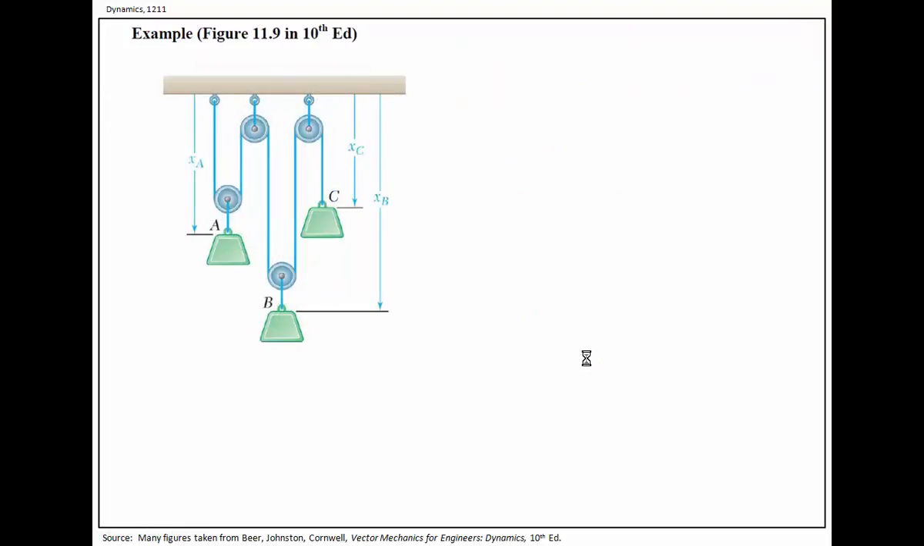Now let's do another example, but this time we're going to do it without the constants. So what I'm going to do is set my datum now right from here. It's maybe a better way to set my datum.